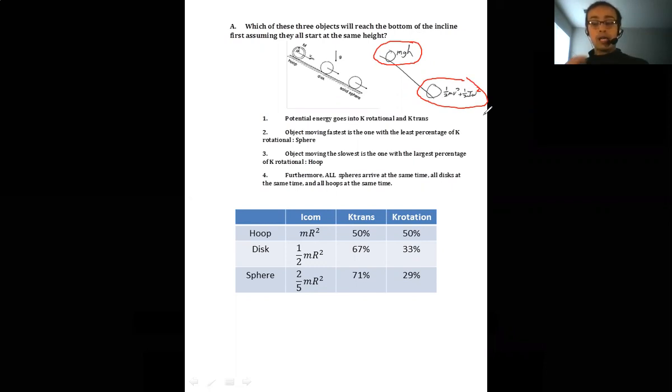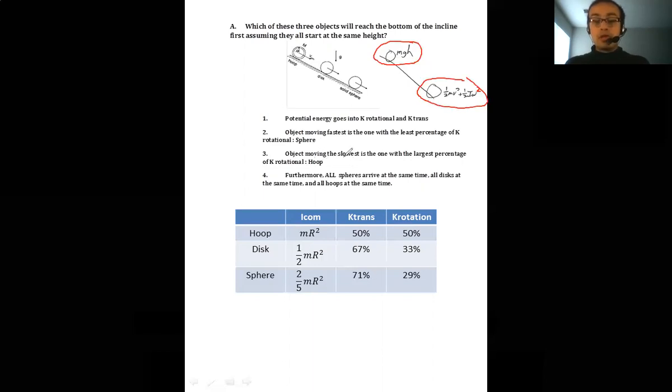If we want greater speed, if we want this ball or hoop or disc or whatever to get to the bottom of the slope faster, would we want to have a high rotational energy or a high translational energy? We would want to have a high translational kinetic energy, because then you have a higher linear velocity, a higher translational velocity. And if you have a higher translational velocity, that means that the thing's going faster, which means that it's going to cover a particular distance in a shorter amount of time. So the object that is going to be moving fastest is the one with the least percentage of K rotational, or alternately the highest percentage of K translational, and that's the sphere.